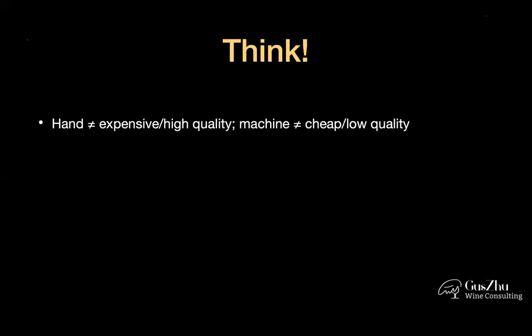All right. So when you learn things in diploma, do not be satisfied just by thinking, oh, I learned this, I learned that. Think about the implications, okay? At this level, you cannot just say hand harvest guarantees high quality and expensive wines, and machine harvest is all cheaper and lower quality wines, right?